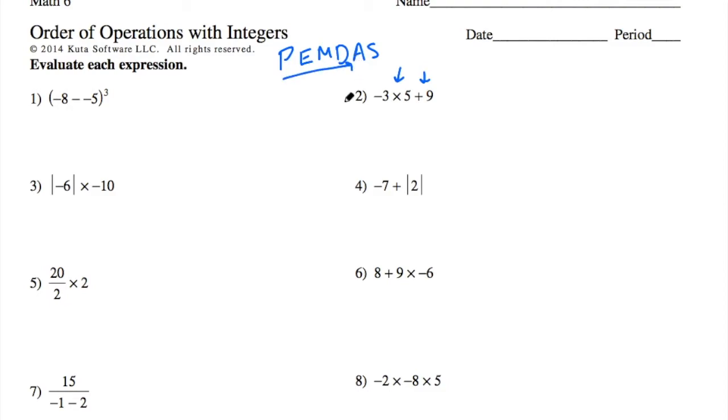So we look, are there parentheses? Nope. We look, are there exponents? Nope. Is there multiplication or division? Yes. Remember, those can kind of go in either order. So we have to do the multiplication and division before we can do the addition and subtraction. So do not add 5 plus 9. That's wrong. We have to do negative 3 times 5. So that gives us negative 15.